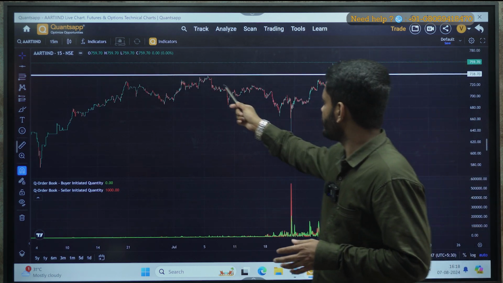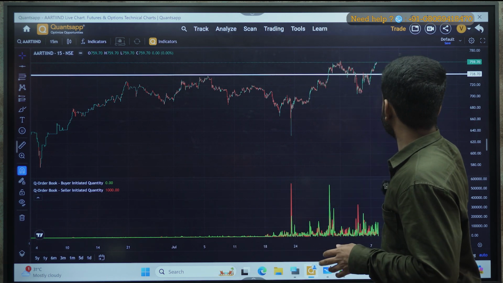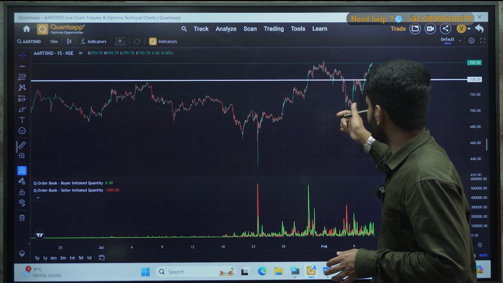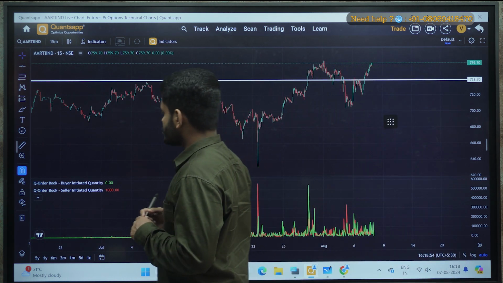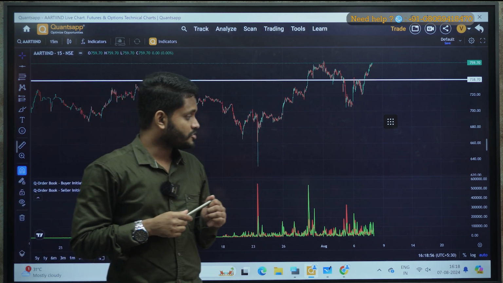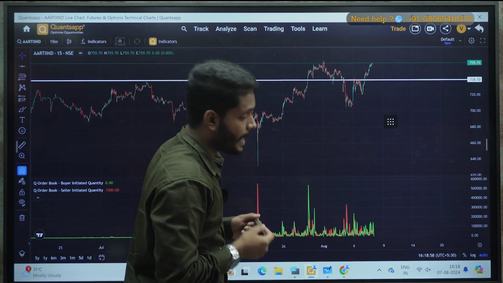This is a strong level. Multiple times the stock has tested this level. So 738, 740 can be a strong zone. We can consider it as a stop loss, correct? Now, what strategy can we deploy to trade Aarti Industries?